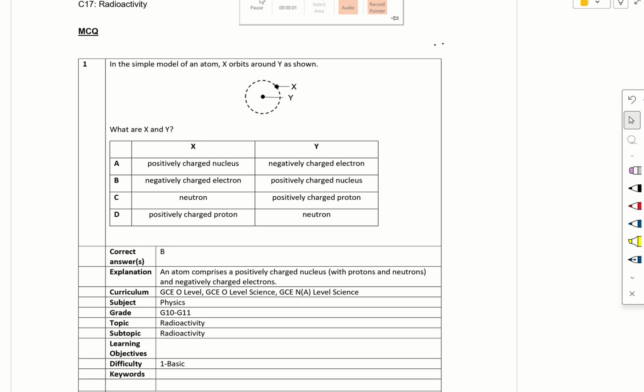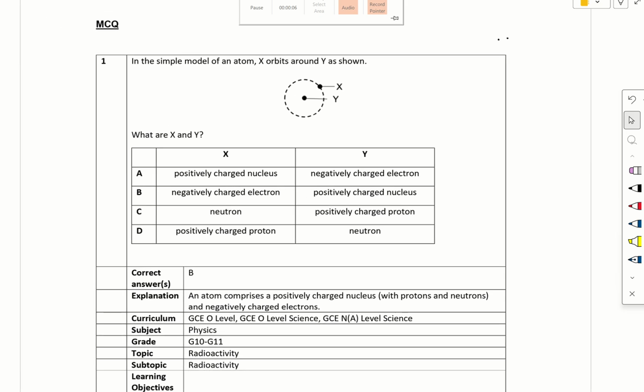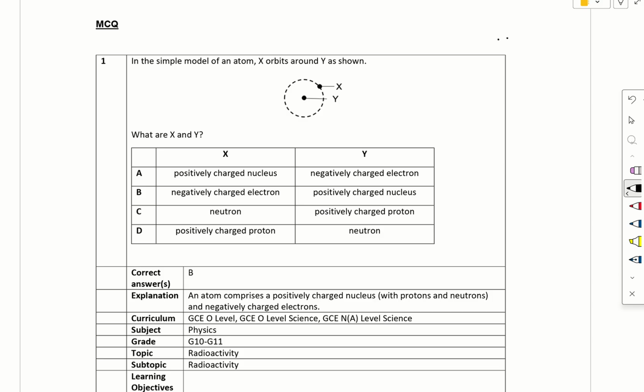Okay, for this video, I'll be going through combined science radioactivity tutorial MCQ. Okay, starting from number 1, in a simple model of an atom, X orbits around Y as shown.